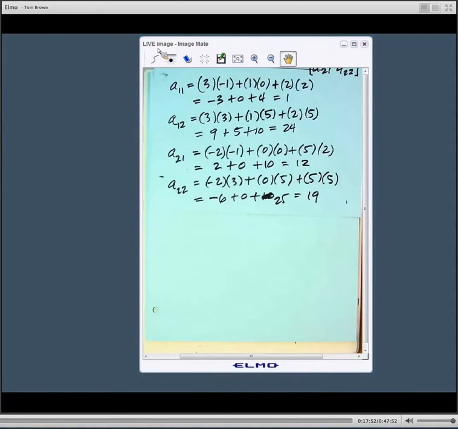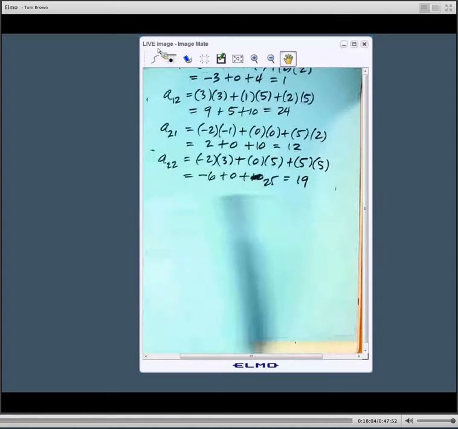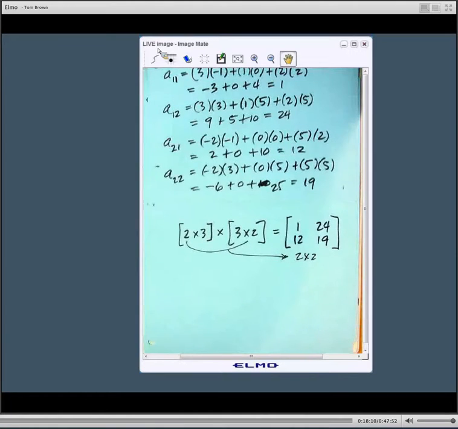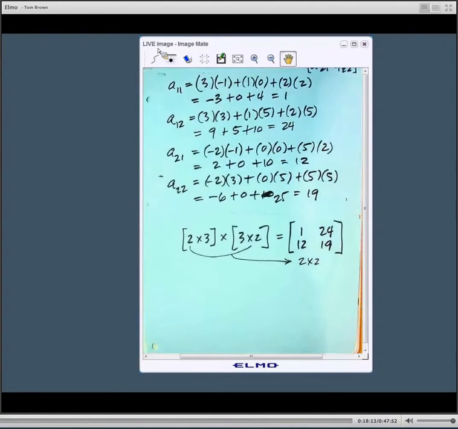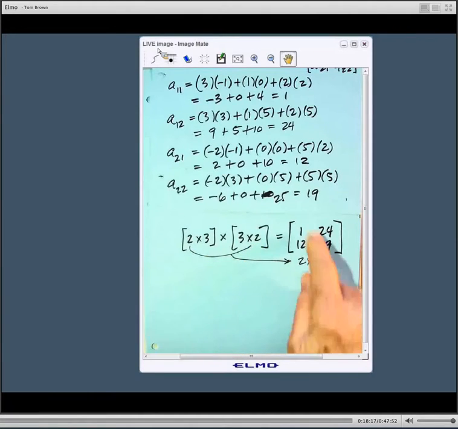And what I might do is just go on and, instead of rewriting this, just put this up. Wouldn't change anything. So what we've done here is get A11 down here. So we've done, again, a 2 by 3 times a 3 by 2 to give us a 2 by 2. And we have as 1, 24, 12, and 19.